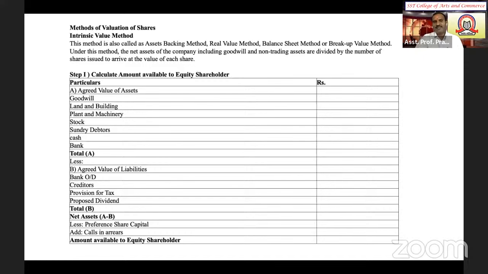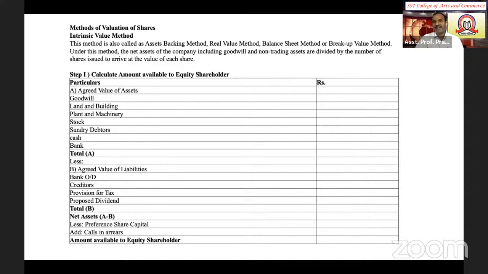But most of the time they will call it the intrinsic value method. For the purpose of valuing the shares on the basis of intrinsic value, you must calculate the amount available to equity shareholder. Step number 1, that is calculate the amount available to equity shareholder. And for the amount available to equity shareholder, we follow the format: agreed value of assets minus agreed value of liabilities.